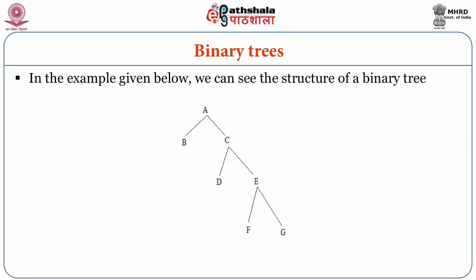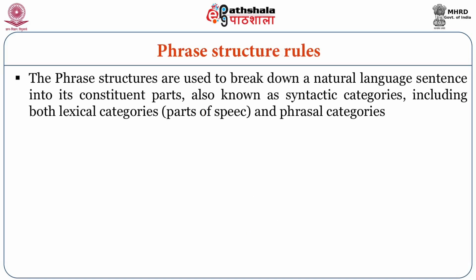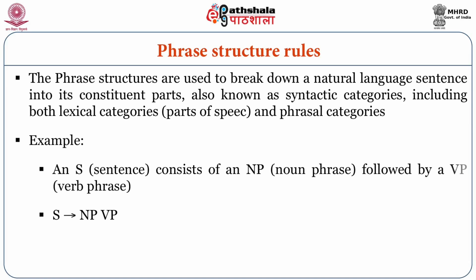In the example given below, we can see the structure of a binary tree. A has got B and C, C has got D and E, E has got F and G. So these are the binaries. Phrase structure rules are used to break down a natural language sentence into its constituent parts, also known as syntactic categories, including both lexical categories, that is parts of speech, and phrasal categories. For example, an S, that is sentence, consists of an NP, noun phrase, followed by a VP, verb phrase.